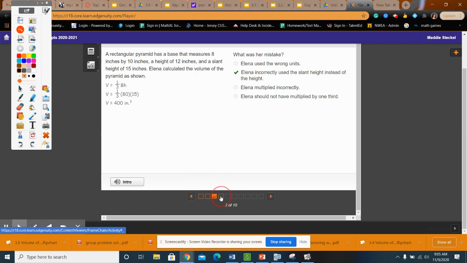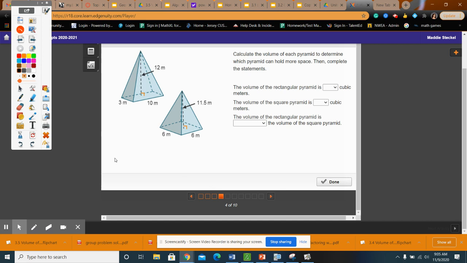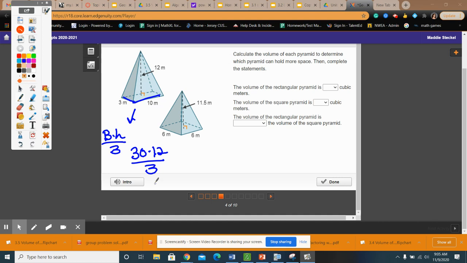Okay, let's try number 4. Find the volume of each pyramid to determine which one can hold more space. Okay, we're going to compare these two. So this one is big B times H divided by 3. Big B on this one is 10 by 3. Does everybody see? That's 30 times the height, which is 12, divide by 3. I talked about that life hack earlier. You could take 30 divided by 3 without your calculator. So that's 10 times 12. So this one is 120 for the first one.